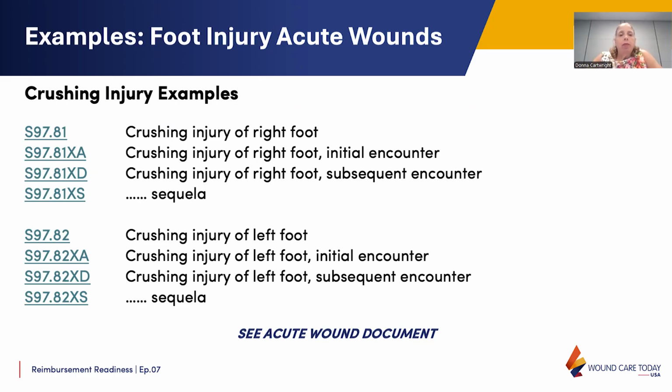I wanted to give you some examples of foot injury acute wounds. Here we have crushing injury examples. You have crushing injury of the right foot. The main code is S97.81, but underneath that you can have crushing injury of the right foot, initial encounter, crushing injury of the right foot, subsequent encounter, and the last would be sequelae of that crushing injury. And then you have the same set of codes for the left foot: initial, subsequent, and sequelae.